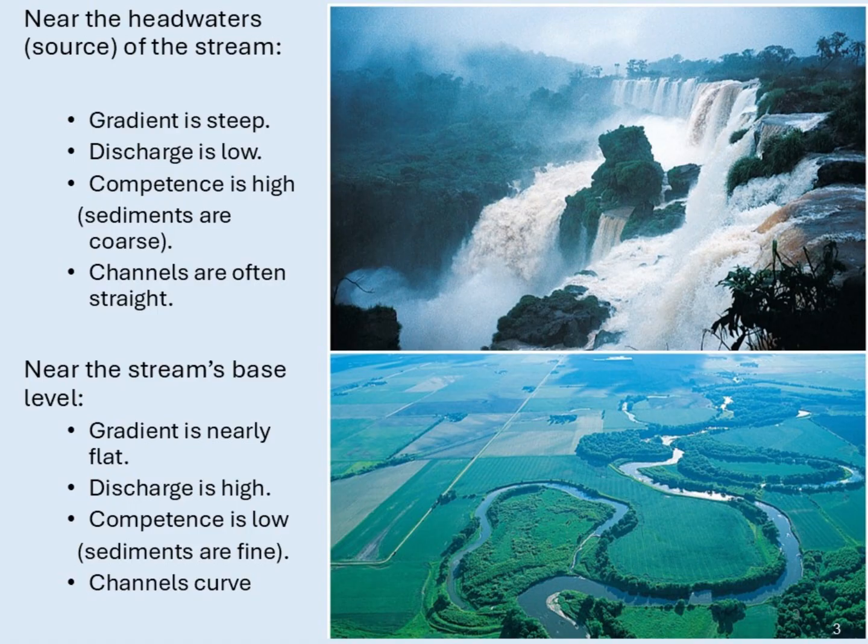Small irregularities in flow or bank material cause the channel to curve slightly, and once a bend begins to form, it tends to grow. The key idea here is that meanders are not random. They are a natural, predictable response to flowing water interacting with sediment and slope.